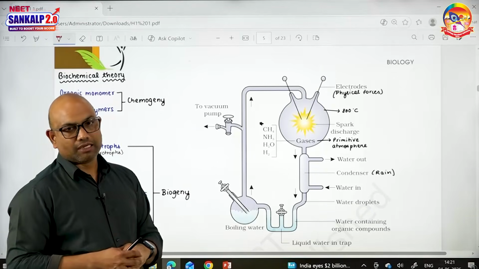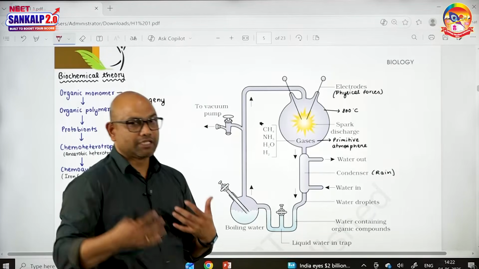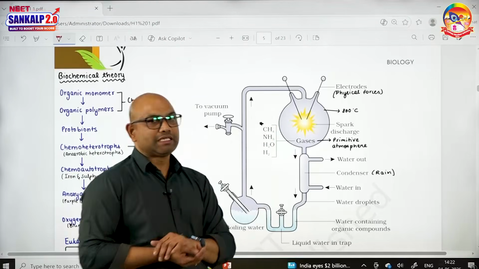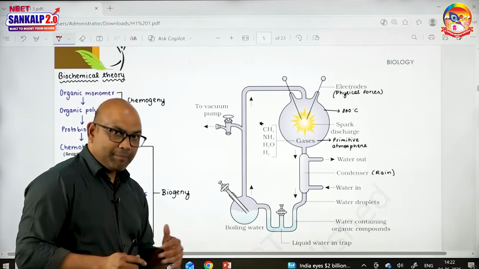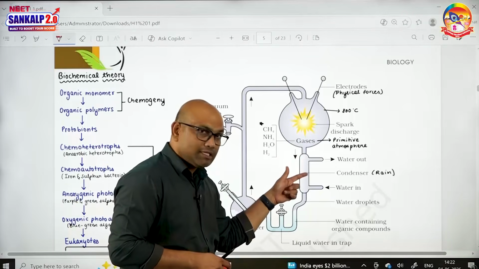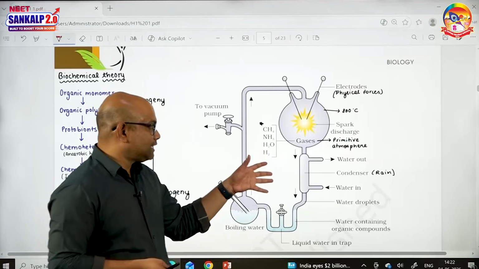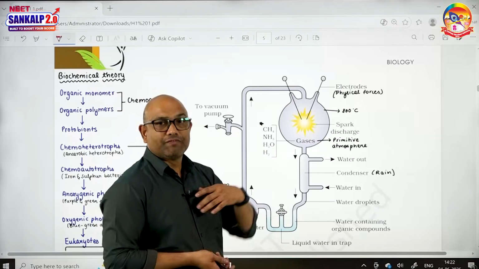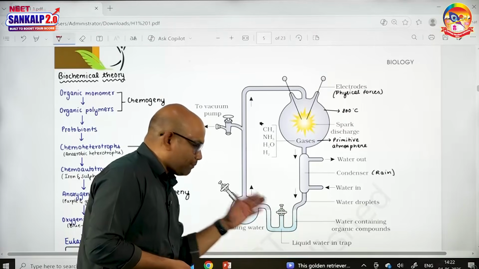So what happened in this experiment? By creating the spark with the help of electrodes, he created physical force. In that physical force, there were reactions between the components present in the spark chamber like methane, ammonia, water vapor and hydrogen. After the reaction, they allowed these components to pass through the condenser. While passing through the condenser, they were cooled down. So the condenser is a kind of imitation of the rain of that day, and the electrodes are the imitation of physical forces.